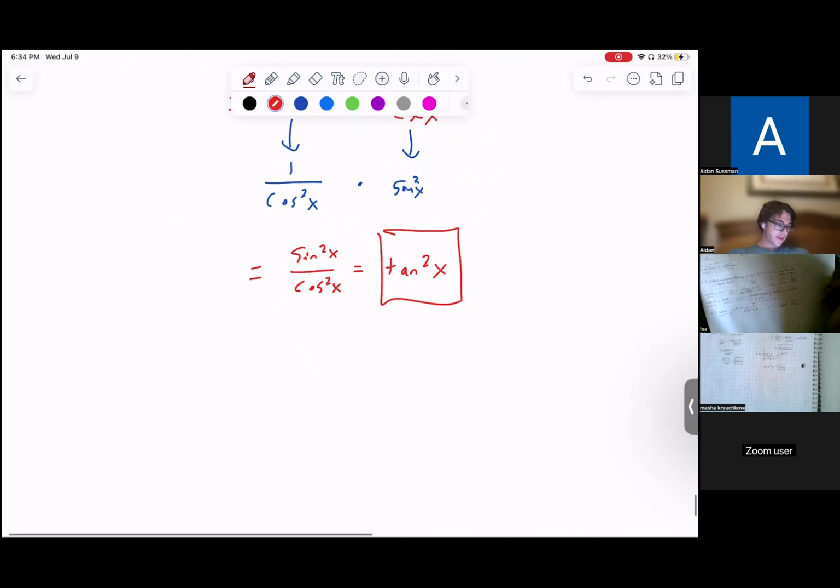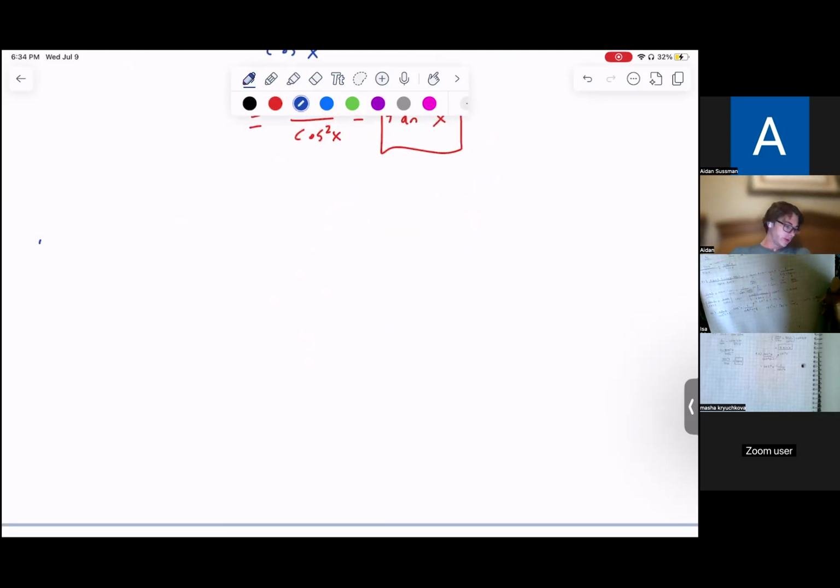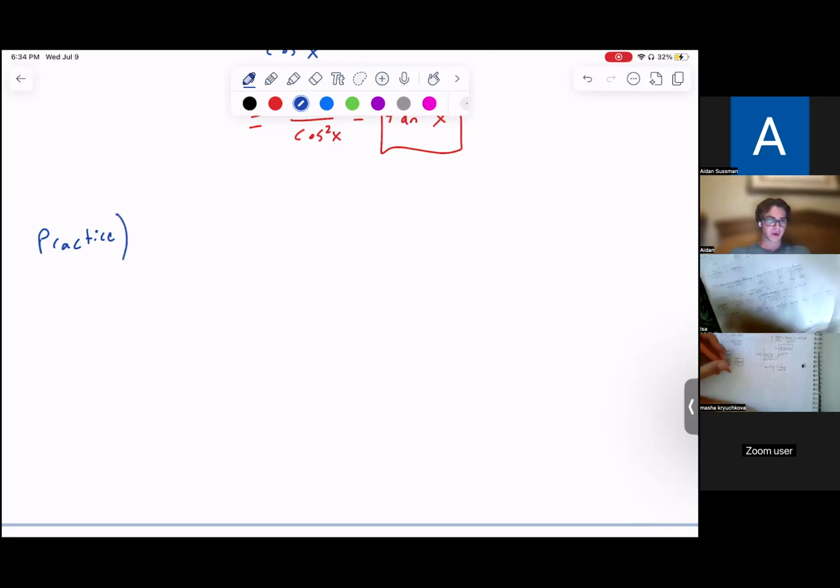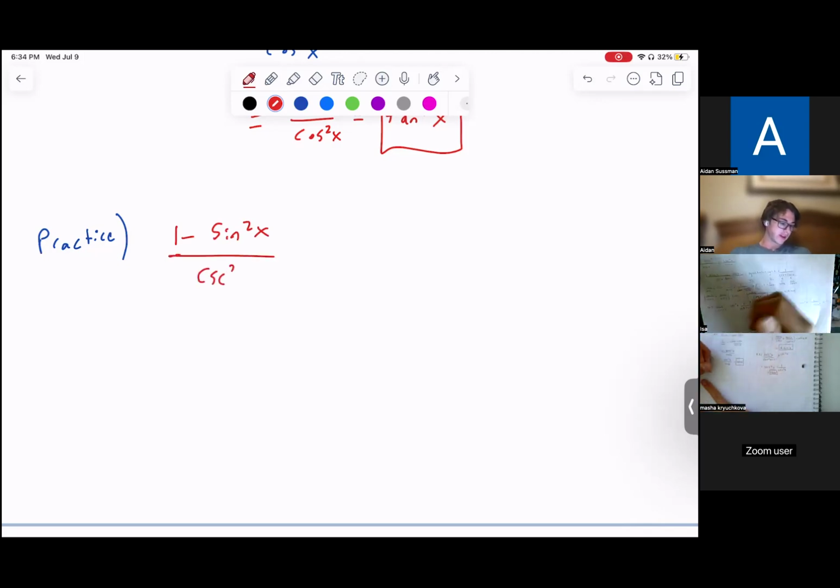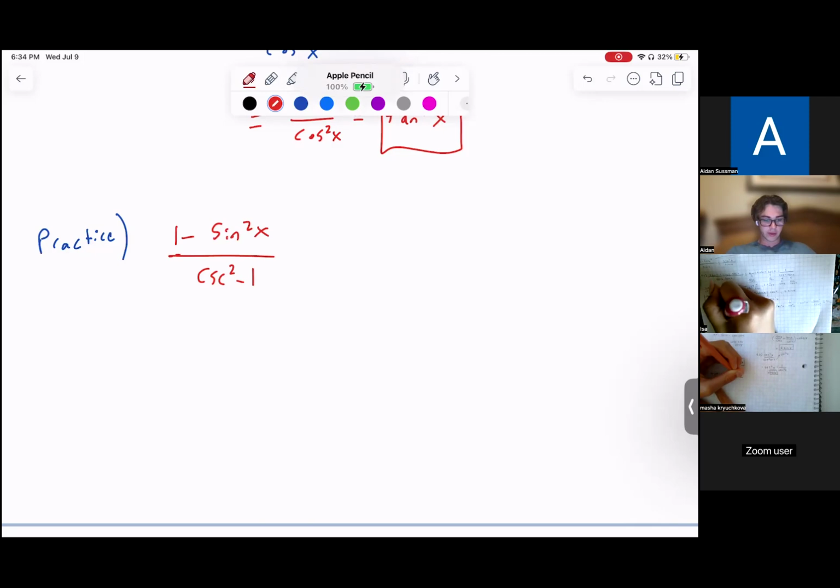All right, let's try this now. We're going to do a practice one. So I want you three to do this, and I'll give you 5-ish minutes. Or let's do maybe 3 minutes. This one I think is kind of short. And then we will do it together. So we have on top 1 minus sine squared, all over cosecant squared minus 1. I'll give you guys some time, work on this one, and when we're done, we'll go through it together. Let me know if you have any questions.